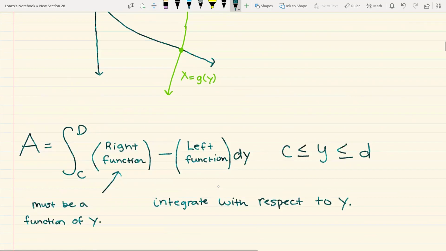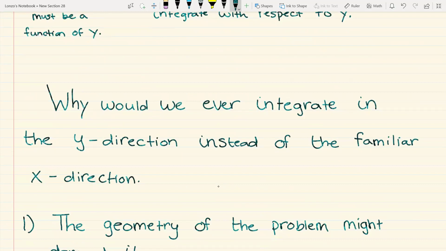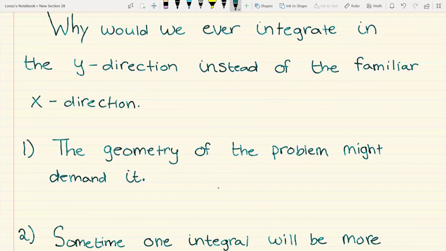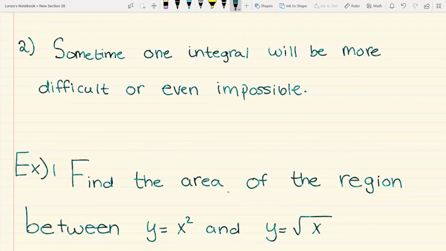There's a reason why it could be good to integrate in the y direction instead of the x direction. Sometimes you have to. The geometry of the problem might demand it, or it might just be easier to integrate in terms of y. Sometimes one integral will be more difficult or even impossible, so you might have to convert the problem to be in terms of x or in terms of y.